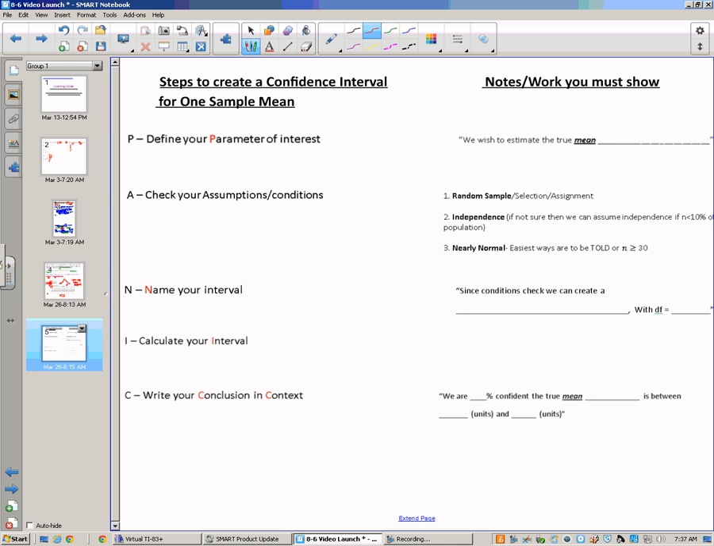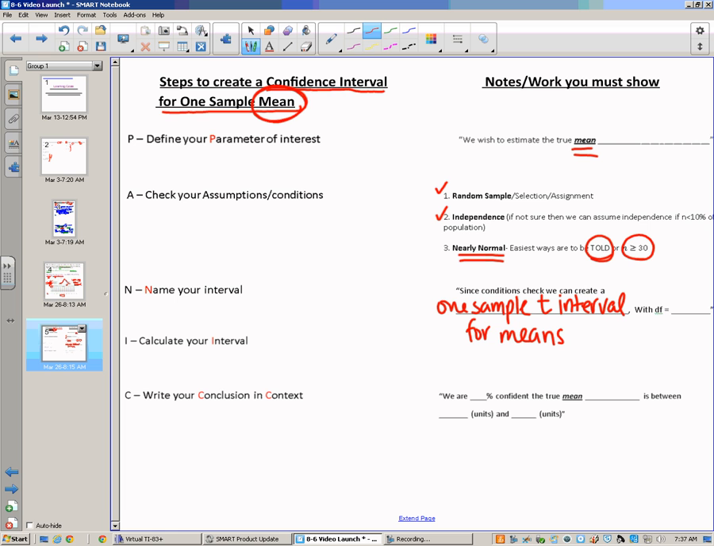So just below this in your notes is how to make a confidence interval, a range of numbers, for one sample mean. Define your parameter: we wish to estimate the mean. Check your assumptions: random, independence, and now nearly normal. The easiest ways are that you're told, or your sample is bigger than 30. Since conditions check, we can create, and now this has a new name, before it was a one sample Z interval, now it's a one sample T interval for means. Before it was for proportions. And now we have to list our degrees of freedom, and our degrees of freedom are sample size minus 1. Get your interval from the calculator.